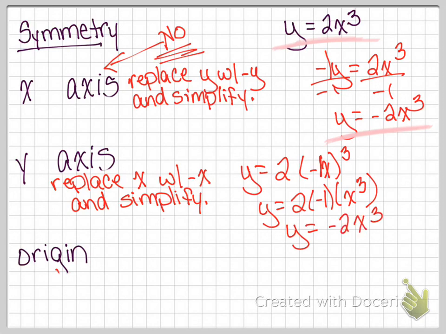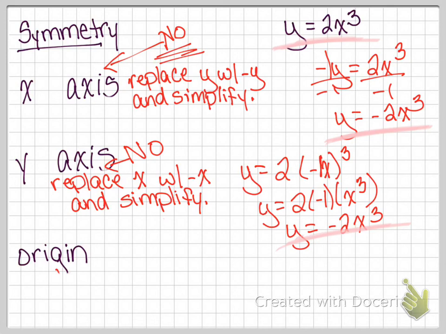Is that exactly the same thing that I started with? Negative 2x to the third. Did I start with that? No, it's not. So that means it is also not symmetrical to the y-axis. And you can have something that's not symmetrical to any of them. It's possible. You can have just a list of no's, but you've got to show it algebraically, not just graphically.